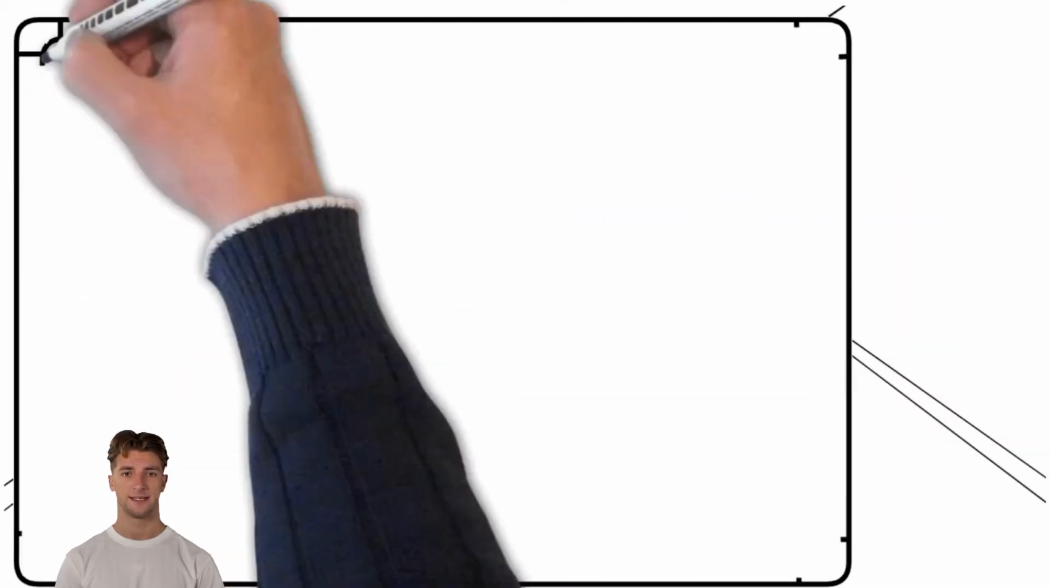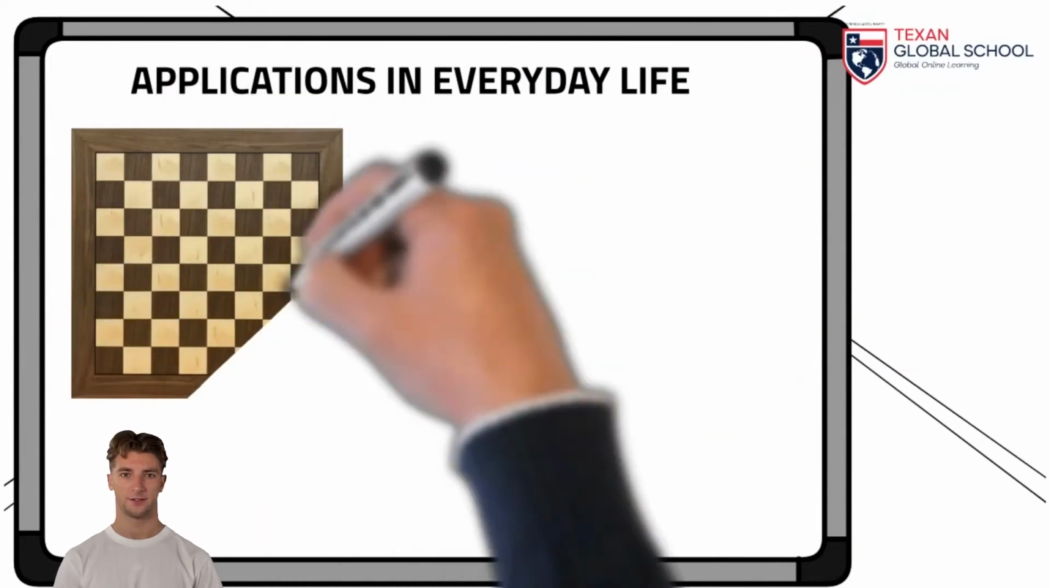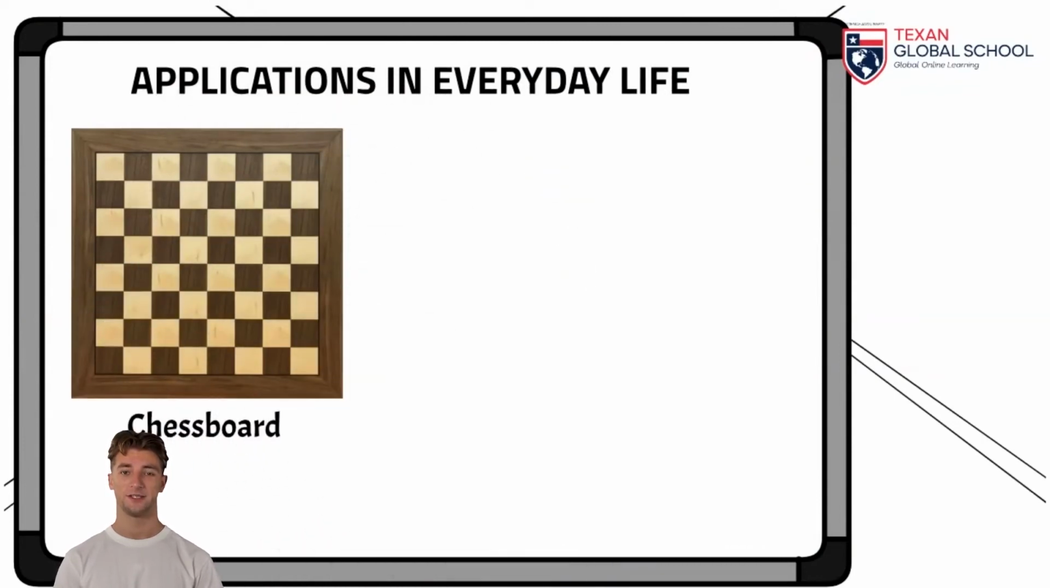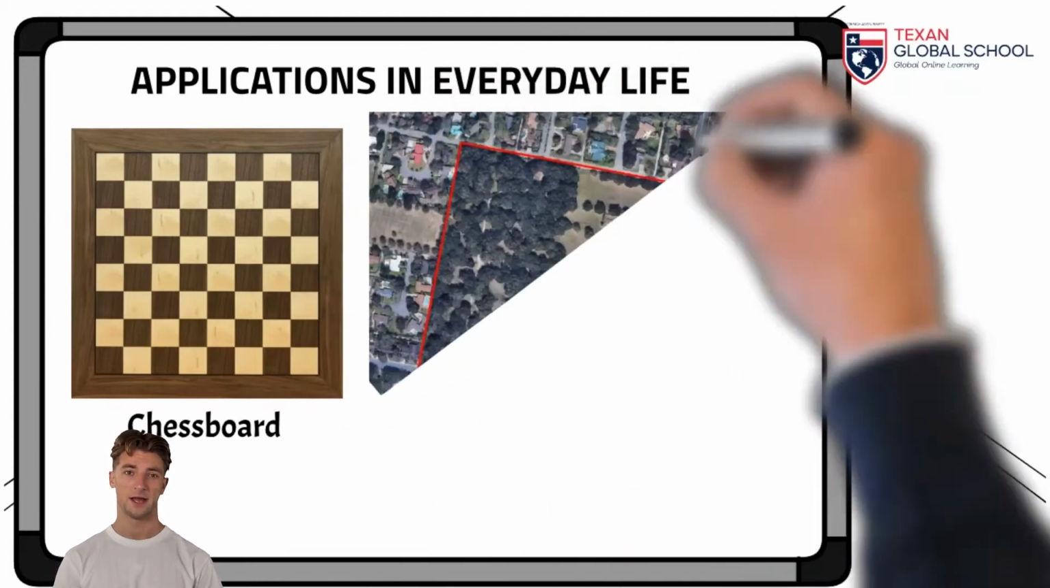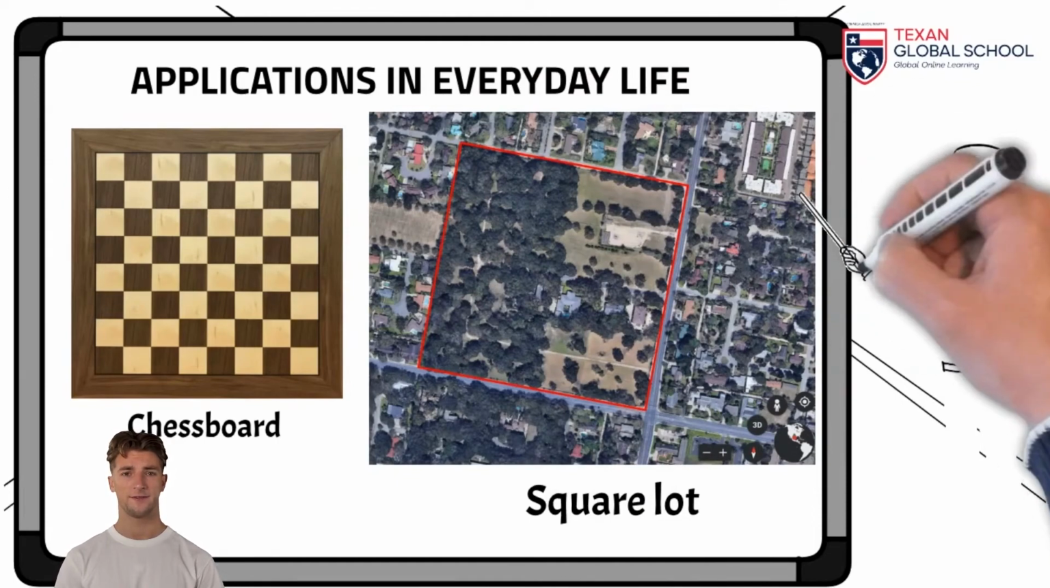A chessboard is an example of an application of the square, which is made up of 64 equal squares. Another application is shown using Google Maps to identify a quadrangular terrain, obtain its perimeter to build a fence, and calculate the area to know its surface.